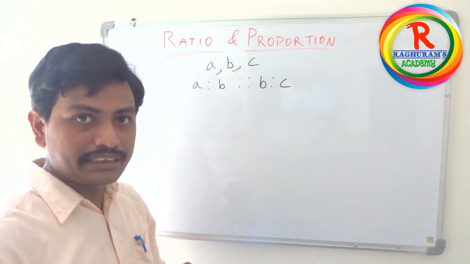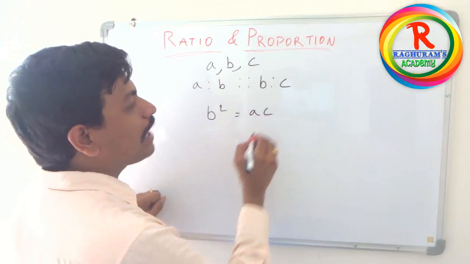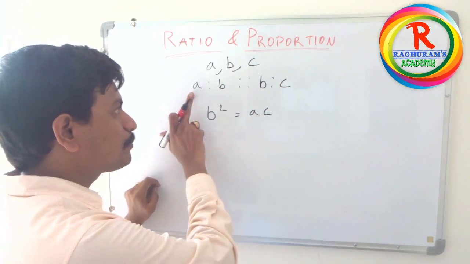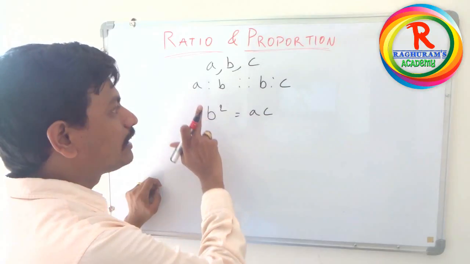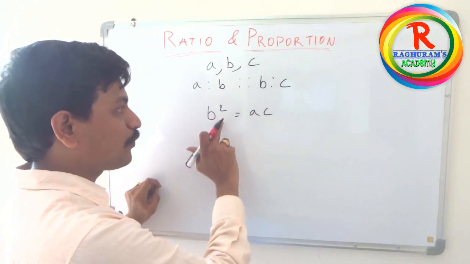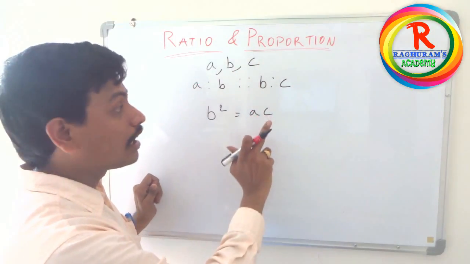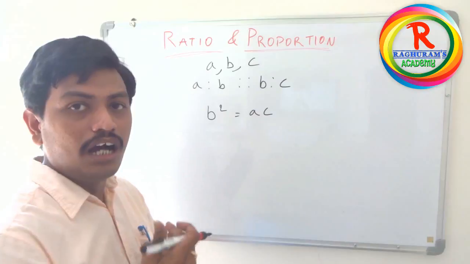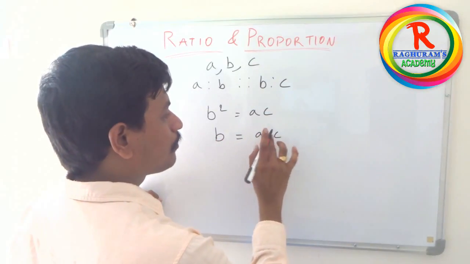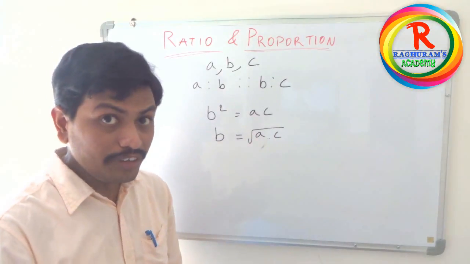Here we have a point: mean square, that is B square, is equal to the product of extremes. That is, the second term squared is equal to the product of the first and third proportionals. B square is equal to AC. Or we can also have B is equal to the square root of A into C.